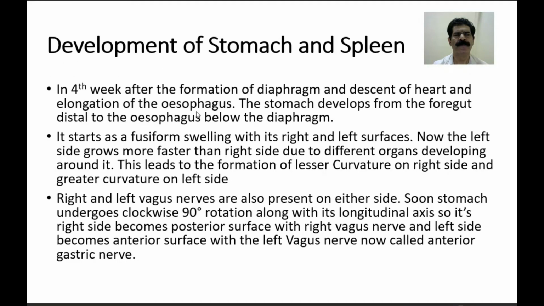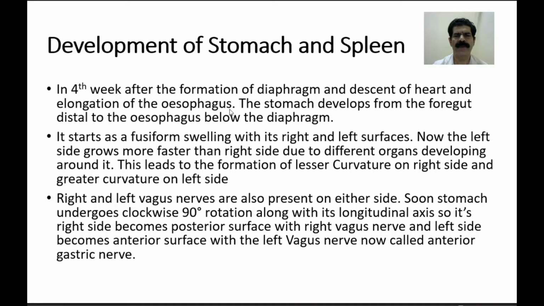We will take them one by one, but first we will take the development of the stomach and spleen. As we have done the development of the diaphragm, after the formation of the diaphragm in the fourth week, just above the diaphragm lies the heart, and on either side of the heart lie the lungs, and posteriorly lies the esophagus. This part is the foregut part which lies in the thorax. With the descent of the heart in the thorax, after the development of the lungs, the esophagus also elongates, being a part of the foregut.